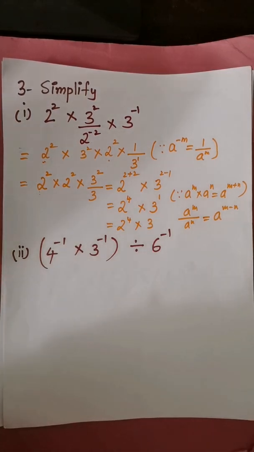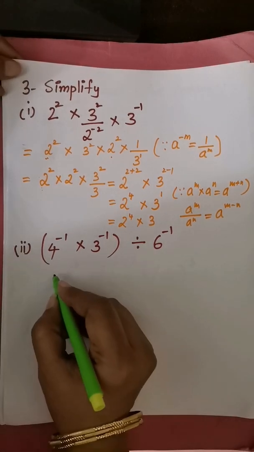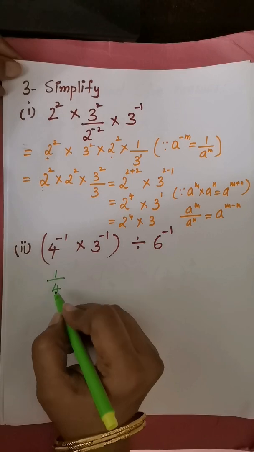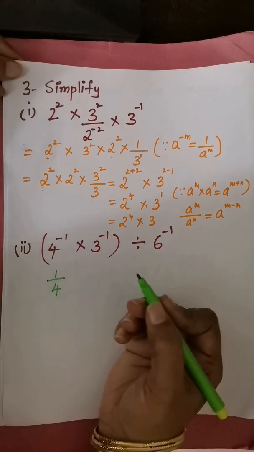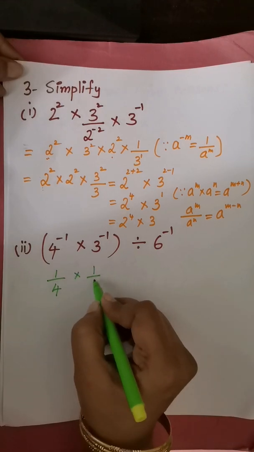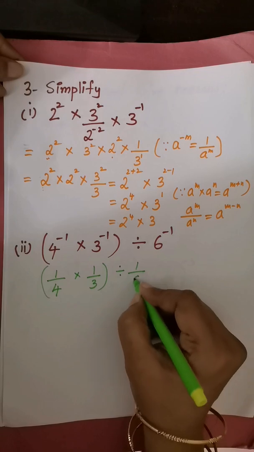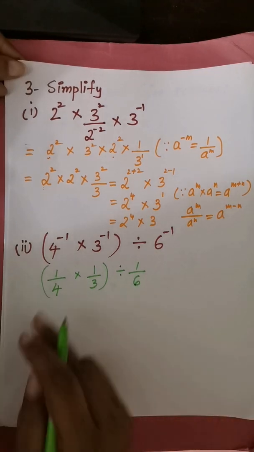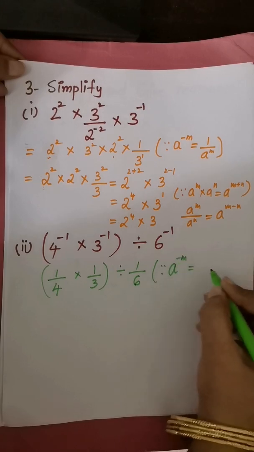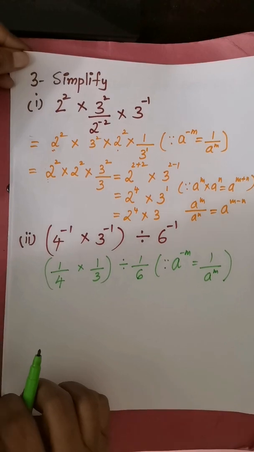Okay, next, here again negative exponents, so it will become 1 by 4. No need of putting 1 now, you have understood. Now it will be 4 to the power of 1, which is equal to 4 only, into 1 by 3 divide 1 by 6. Okay, why we have changed? What law we have applied here? A to the power of minus m is 1 by a to the power of m. This law we have applied over here.